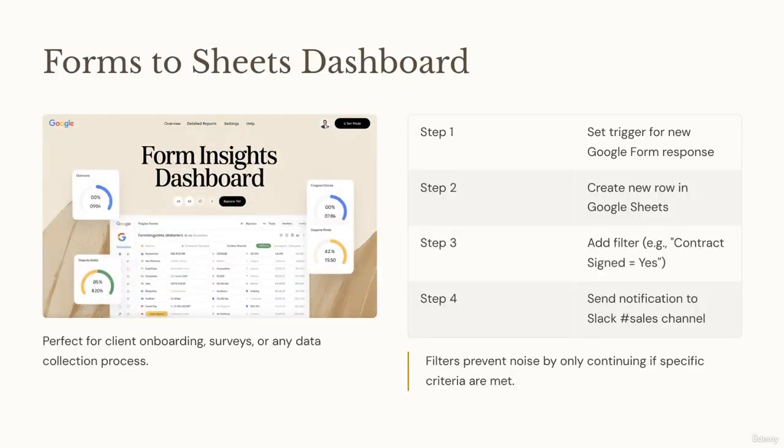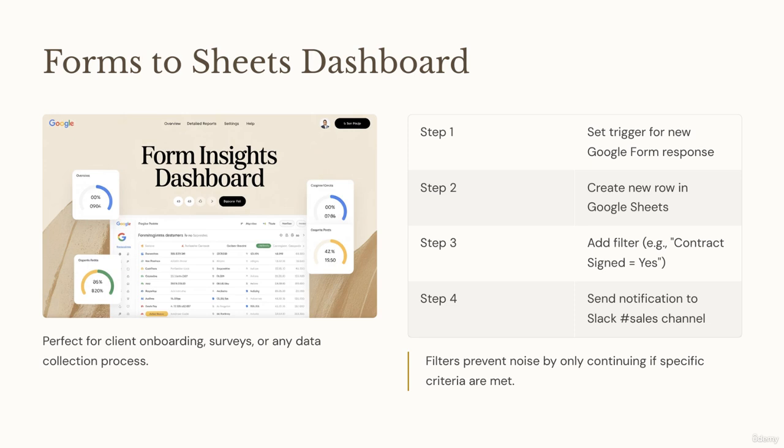Now let's switch gears to something many of you use already, Google Forms. Say you collect responses for client onboarding, surveys, or project intake using a Google Form. Instead of checking responses manually or copy-pasting them into a dashboard, here's what you do. Trigger the Zap when a new Google Form response is submitted. The first action adds that response as a new row in your Google Sheet. That sheet could already be set up with graphs, filters, or charts that auto-update.